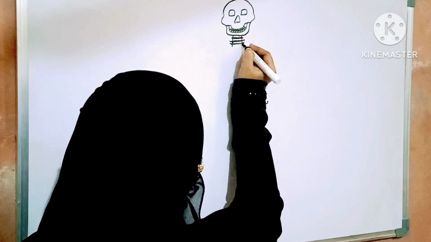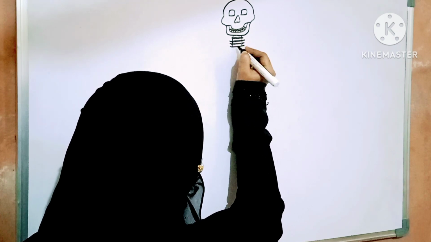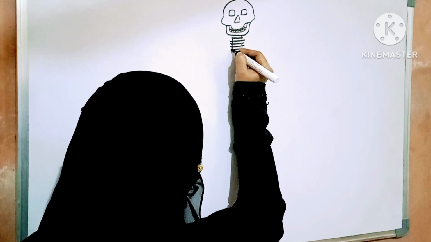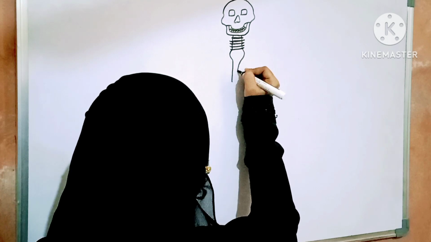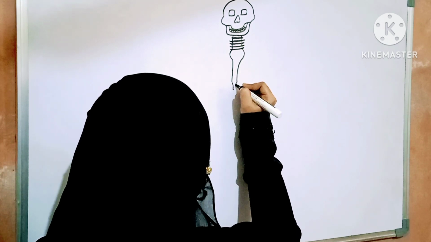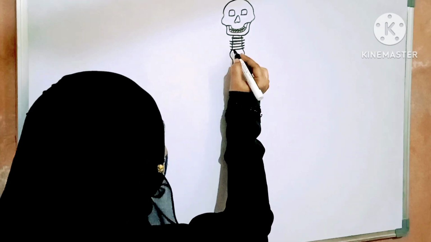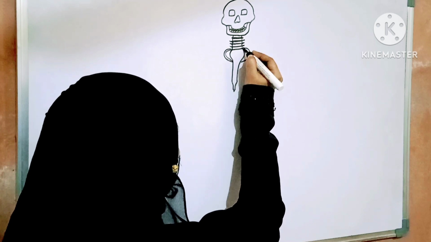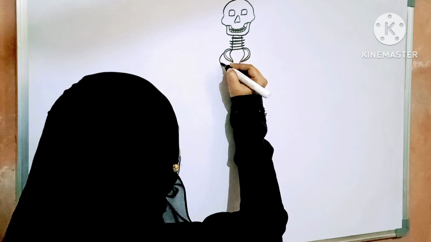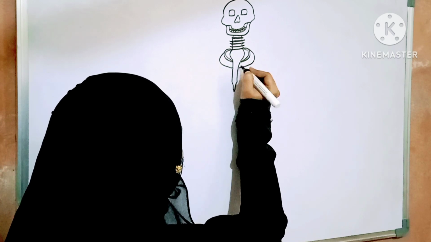Okay. Here I am drawing the backbone. The backbone is found in the middle of the back. It is made up of 33 small bones called vertebrae. They form a column called the vertebral column. This column is connected to the upper part of the body and to the lower part of the body.